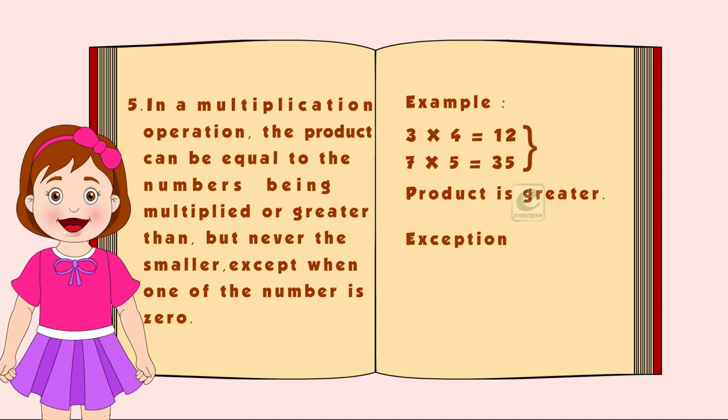Here, in both the cases, the product is greater than the number. But we have an exception, that is 0. 17 multiplied by 0 is equal to 0. 0 multiplied by 9 is equal to 0.